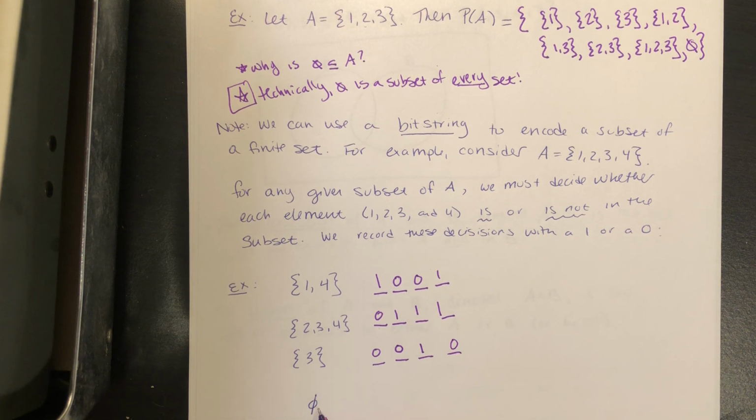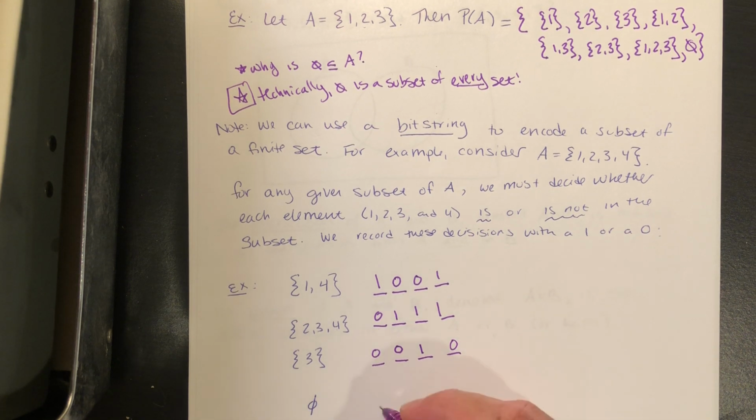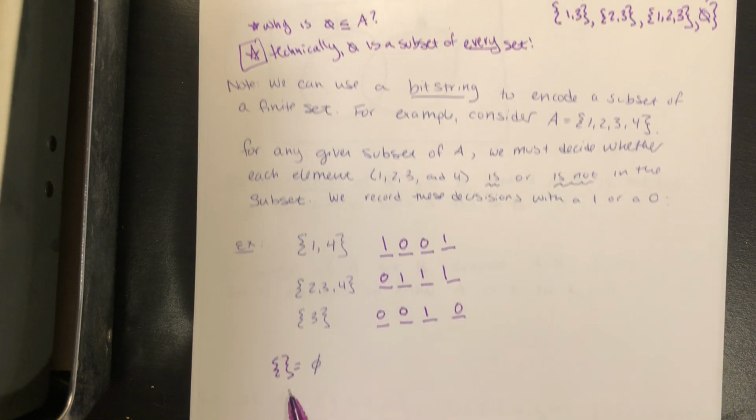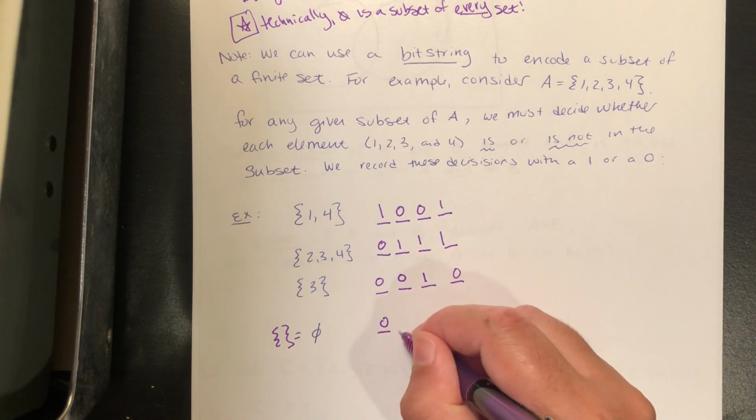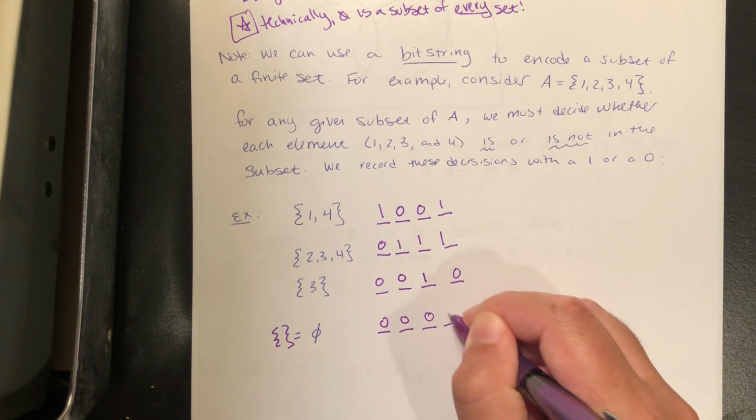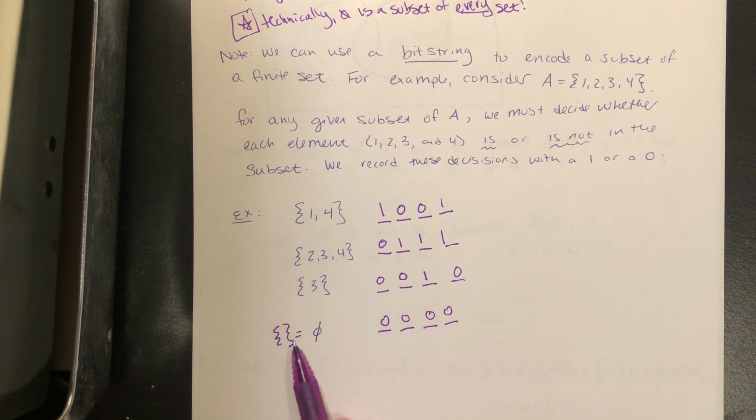And finally, the empty set, what is this going to correspond to? Well, remember, the empty set can be thought of as a set with no elements. So is 1 in this set? No. Is 2? No, right? 3 is not, and 4 is not. Nothing's in here. So this would correspond to the binary string 0, 0, 0, 0.